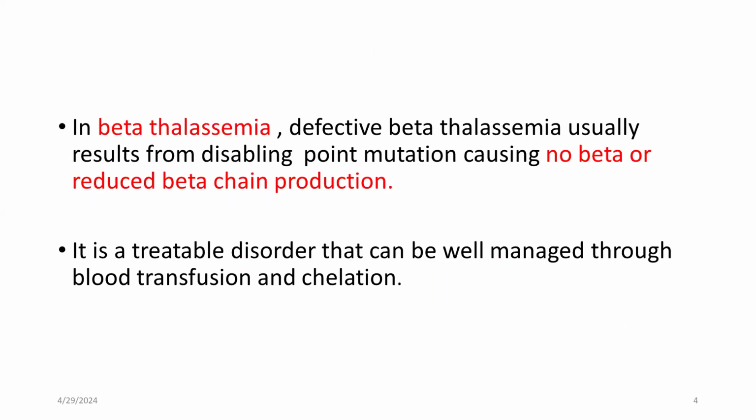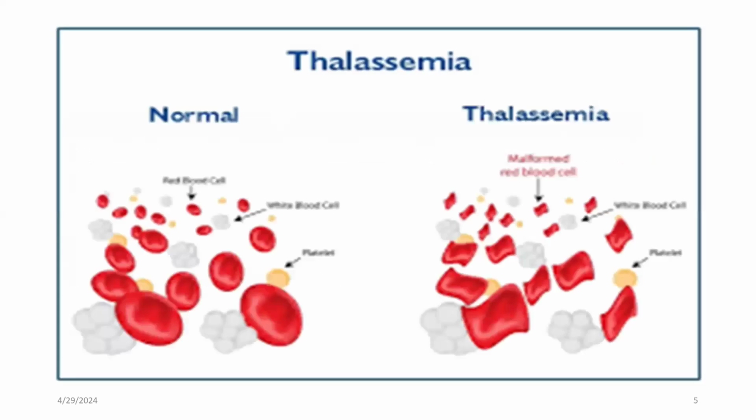To the next slide. In beta thalassemia, the defect usually results from a single point mutation causing no beta or reduced beta chain. So that's the definition, as you can see, it's simple. They will have a normal chain, there will be a mutation, and there will be no production of beta or reduced beta chain production. All right, so alpha and beta thalassemia is self-explanatory as well. It is a treatable disorder that can be well managed through blood transfusion and chelation. And beta thalassemia is more prevalent in the community as compared to alpha thalassemia.